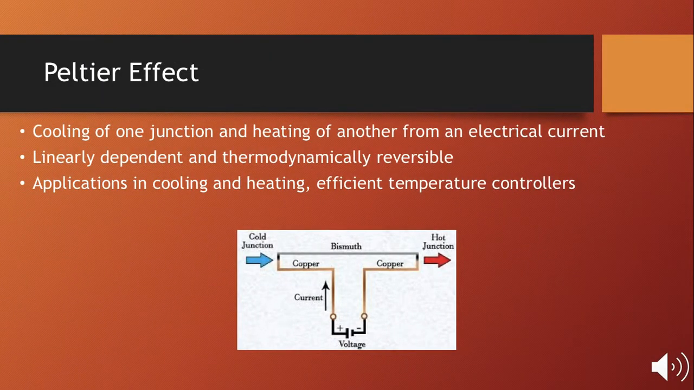Let's talk more about these individual processes. So, the Peltier effect. This is when the cooling of one junction and the heating of another can form an electrical current. So Peltier determined that this is linearly dependent and it is thermodynamically reversible, which is very important. And his effect has applications in cooling and heating, and they are efficient temperature controllers.